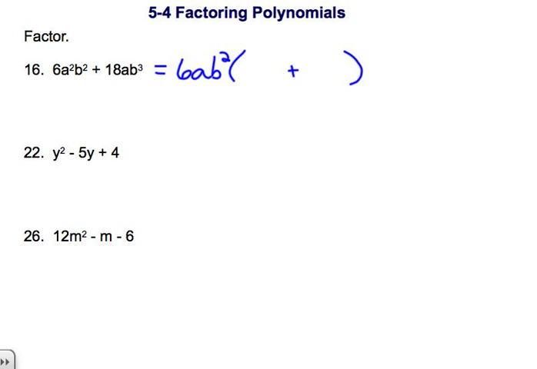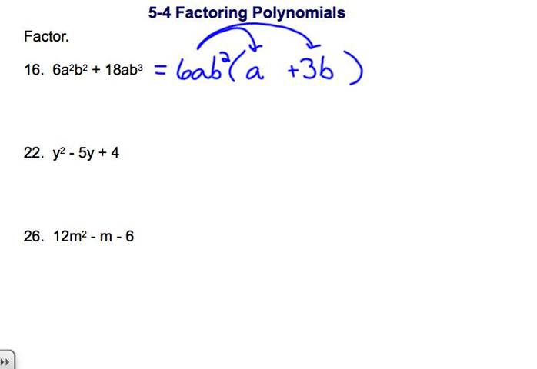We have to say 6ab squared times what is 6a squared b squared? So we'd have to take it times another a. And you can check your answer, and you should get 6a squared b squared. On the next term, we have to say 6 times what is 18? Well, 6 times 3 is 18. A times 1 gives you a, so we don't need to write anything after the 3. B squared times another b gives us b cubed. And again, you can check your answer and make sure you do get 18ab cubed when you distribute.